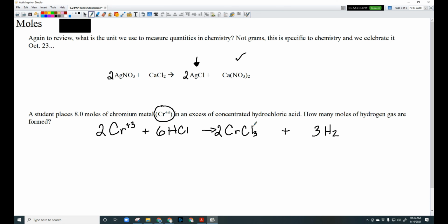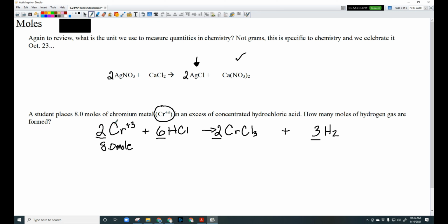All right, so now we have a balanced equation. Now we can answer questions about this reaction. It says here that the student places 8 moles of chromium with excess hydrochloric acid. One thing that I want to tell you, again, before we move on, are these coefficients that you see in front of these compounds.